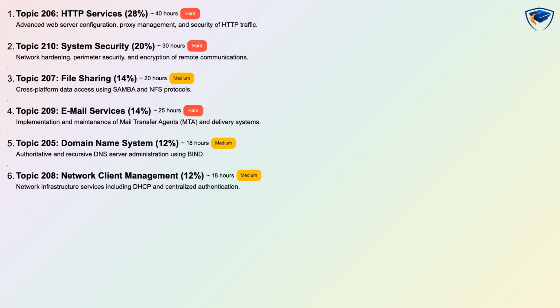Topic 206. HTTP services 28%. Topic 210. System security 20%. Topic 207. File sharing 14%. Topic 209. Email services 14%. Topic 205. Domain name system 12%. And topic 208. Network client management 12%. Each domain lists its focus, difficulty, estimated learning time, and assessment type to guide your preparation.